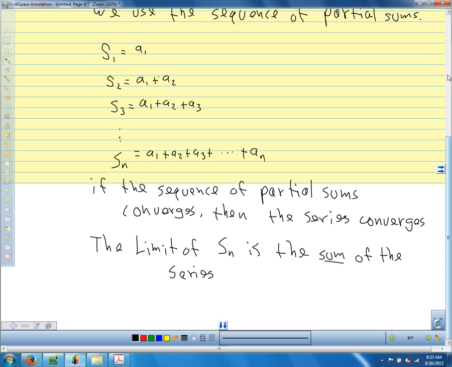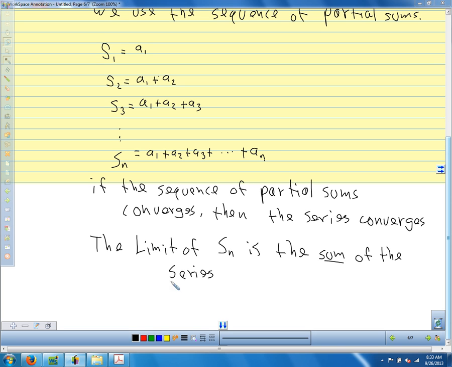Series and sequences are not disconnected. They're very connected. And the way we write this, and we've all seen this before, is the sum n equals 1 to infinity of A sub n equals S, if S is the limit of the sequence of partial sums. Now we usually don't use this definition to decide if our series converges. But we can. So let's look at an example of that.